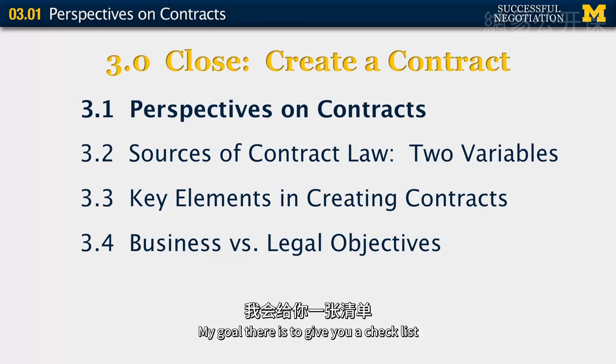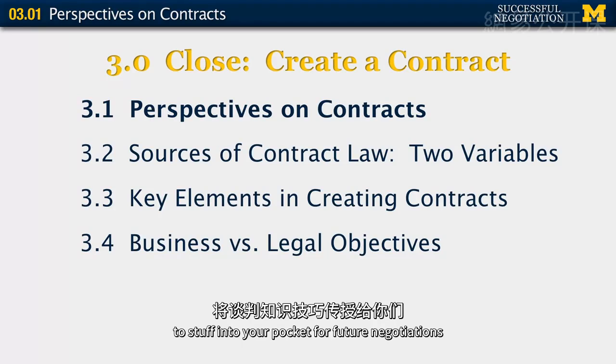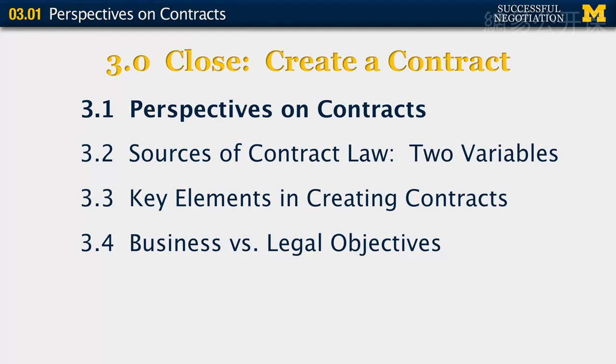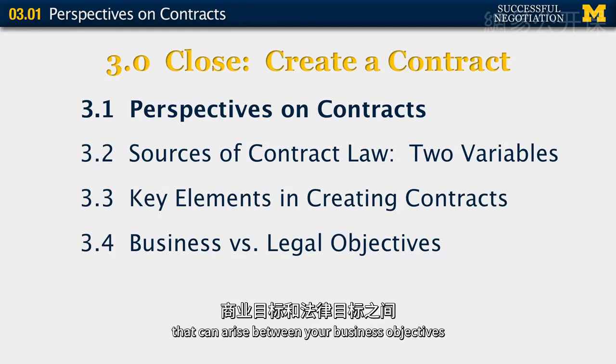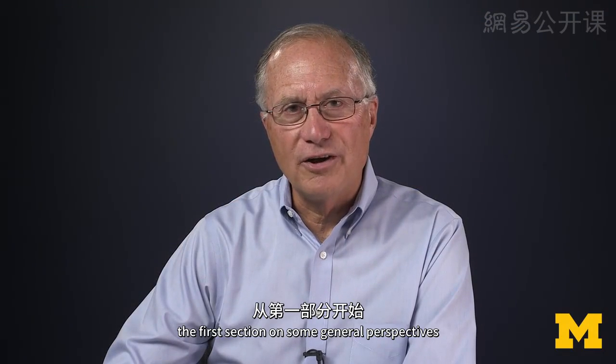And then we're going to spend most of our time on the key elements in creating a contract. And my goal there is to give you a checklist to stuff into your pocket for future negotiations when you're involved in contract negotiations. And then finally, we're going to take a look at the tension that can arise between your business objectives and your legal objectives and make some suggestions for dealing with those tensions. So let's start with the first section on some general perspectives on contracts and contract law.